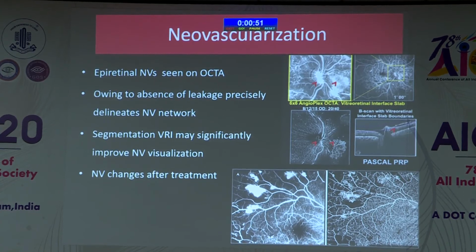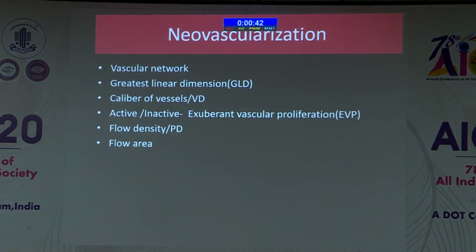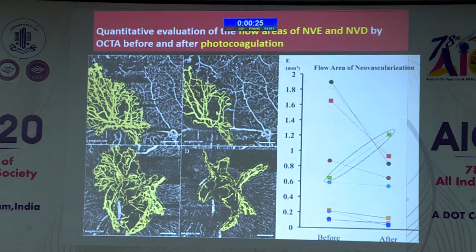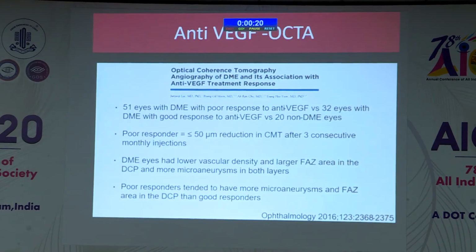Neovascularization, obviously, the advantage is that on the FFA, due to the leakage, you are not able to exactly delineate the neovascular zones, but in OCTA you will be able to clearly see the vascular network, the greatest linear diameter of the neovascularization, the caliber of the vessels, and whether the neovascularization is active or inactive. By looking at the caliber of the vessels, you can make out whether it is active; you tend to see an exuberant vascular proliferation, which gives a clue that this neovascularization is active. You can even measure the flow rates in both NVE and NVD using an OCTA.